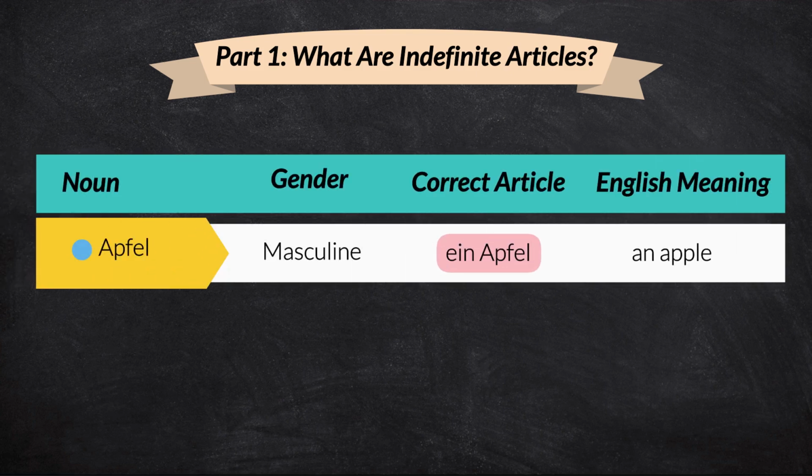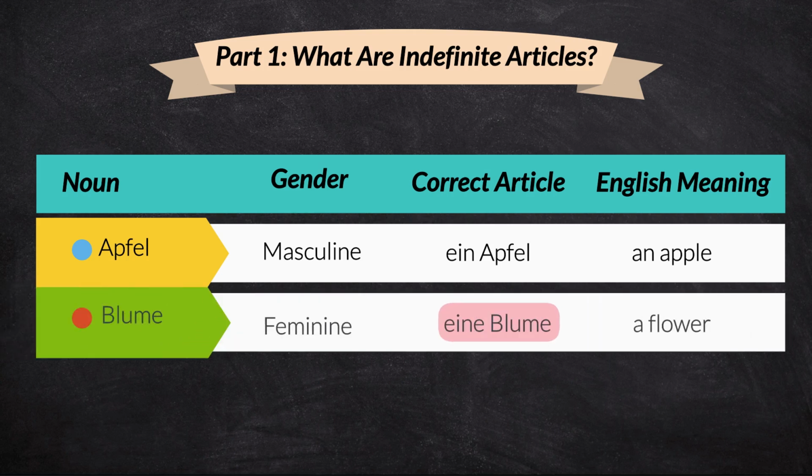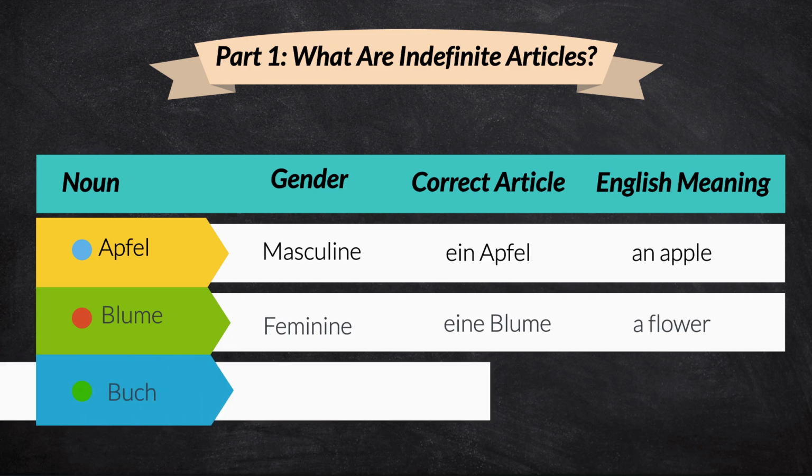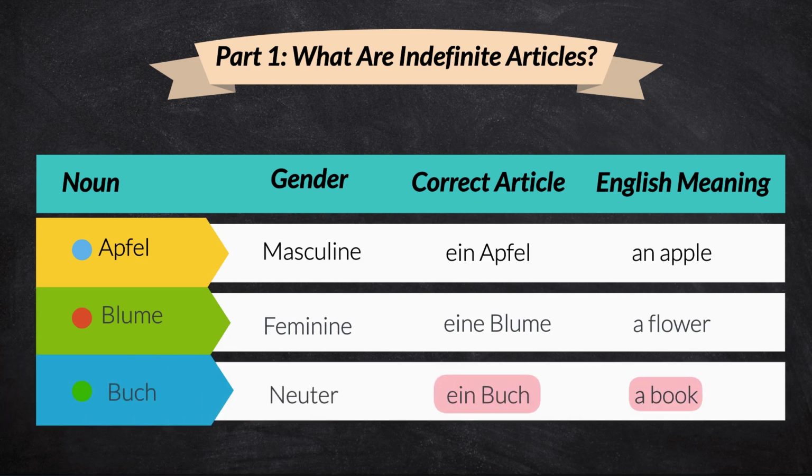Ein Apfel means an apple. The word Apfel is masculine. Eine Blume means a flower. The word Blume is feminine. Ein Buch means a book. Here the word Buch is neuter. We will now learn how to know when to use ein or eine.